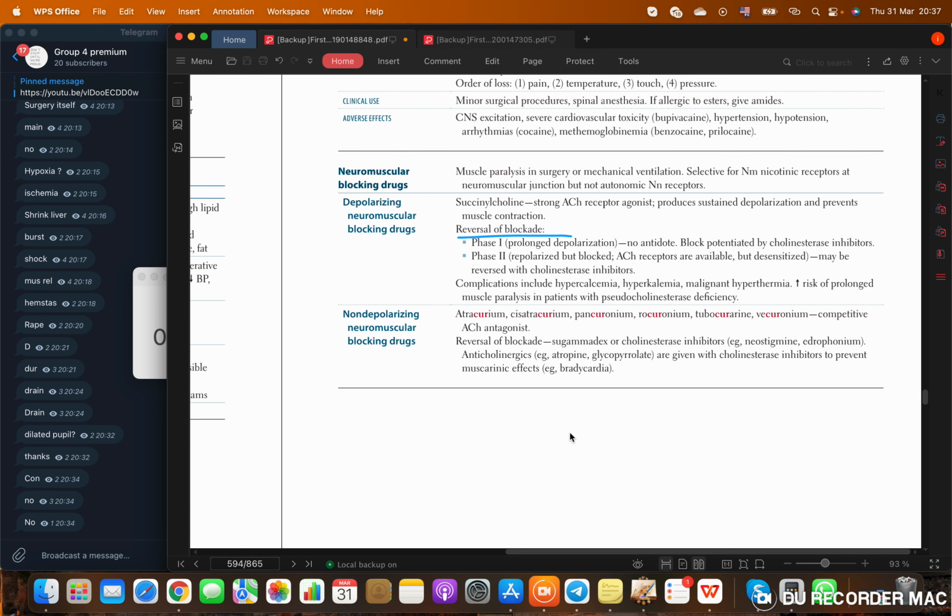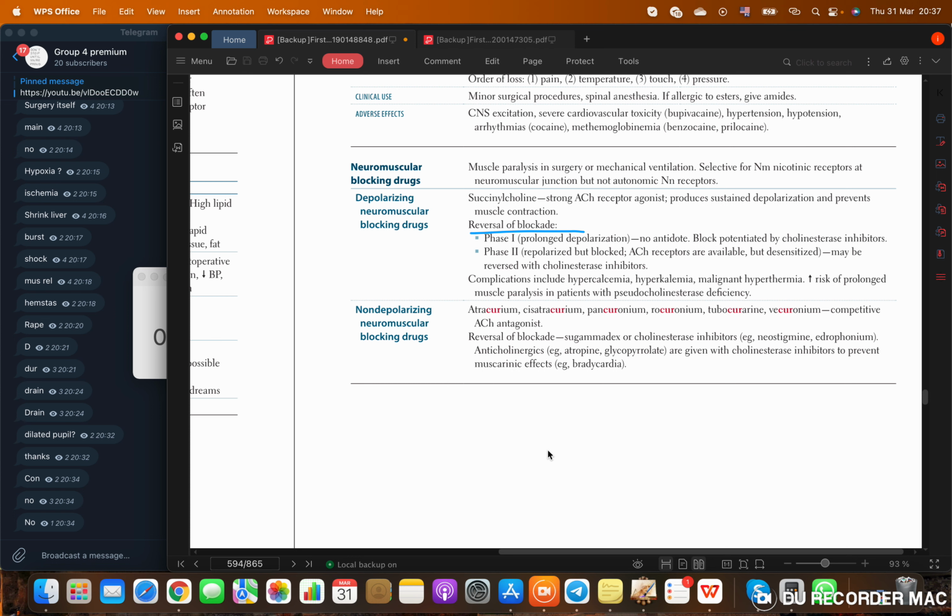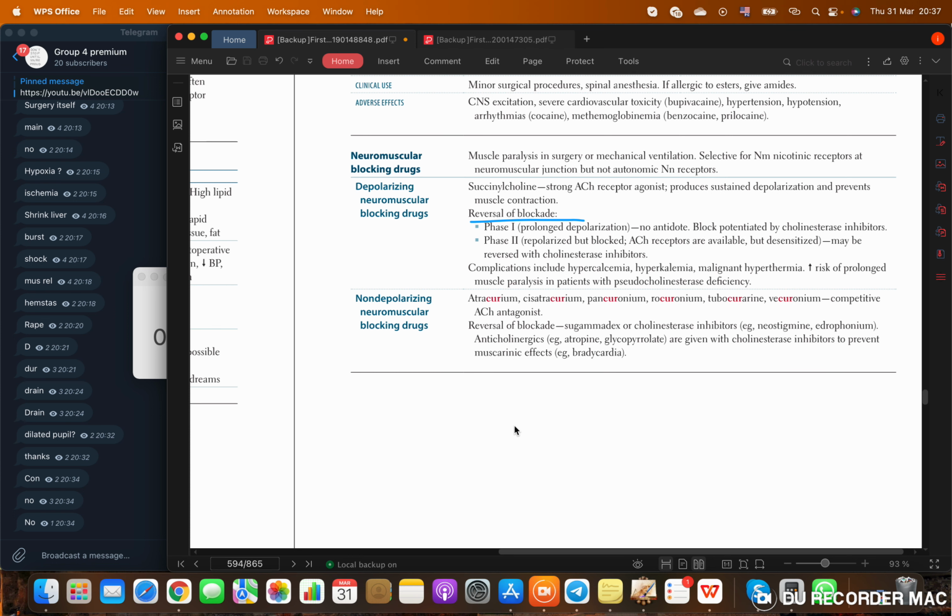So it has two phases when the depolarizing agent works. Depolarizing sucks. I will tell you why. It has phase 1 and it has phase 2. During phase 1, you have depolarizing of the muscles, meaning it's contracting. During this phase, there is no antidote. So how to reverse it? You cannot. You are stuck.